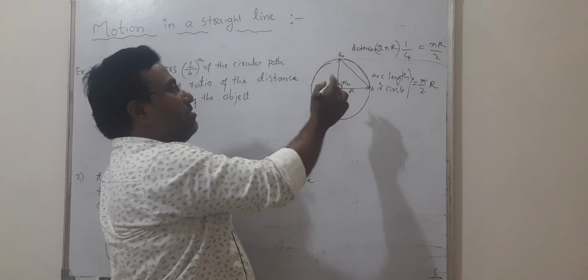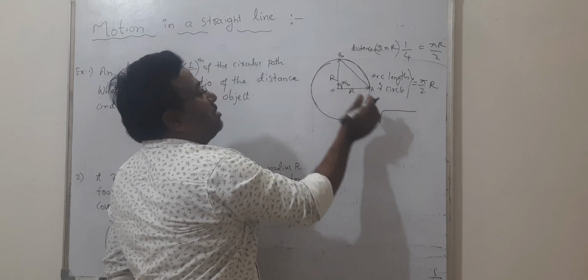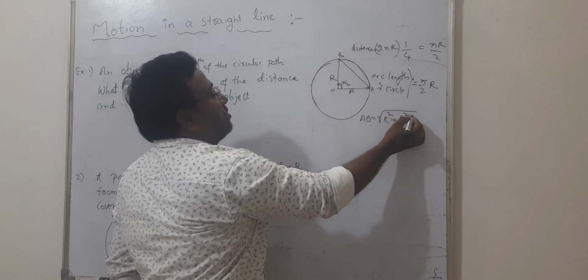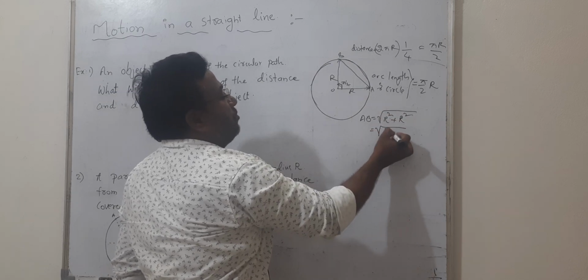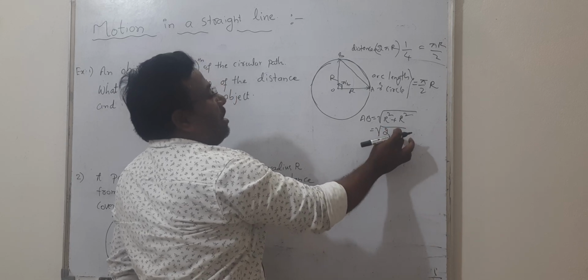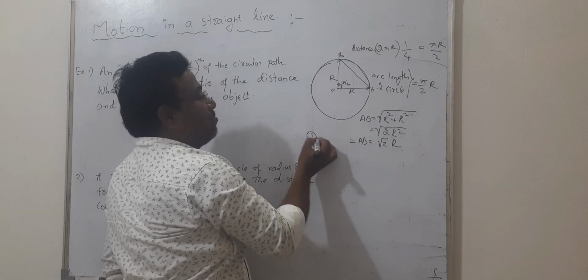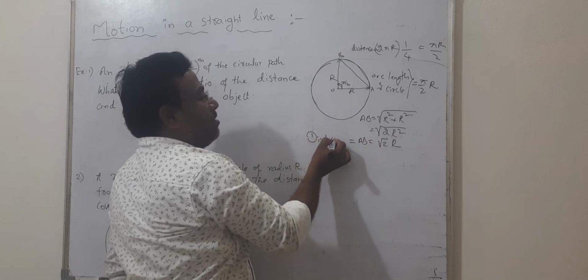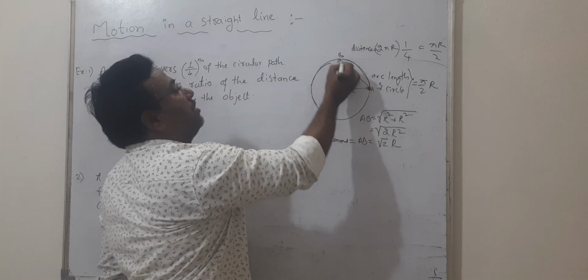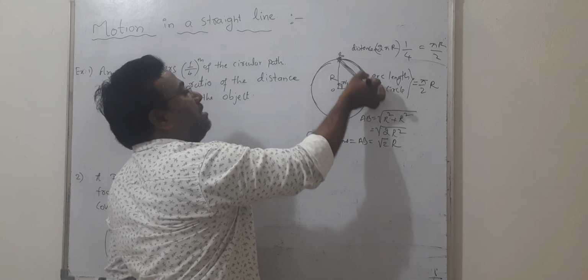Apply the Pythagoras theorem here. So this AB will be given by the square root of base square, that is R square, plus perpendicular square, that is one more R square, that is square root of 2 R square. So this is square root of 2 into R. What is this? This is displacement. Why is it displacement? Because it is the shortest path. A particle started from here and ends here. This is the shortest path. This is displacement and this is distance.